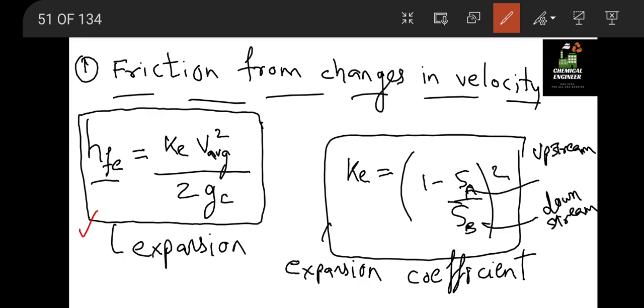Both these equations you should note down. It is important to note them down side by side, and only then will this video be fruitful for you.